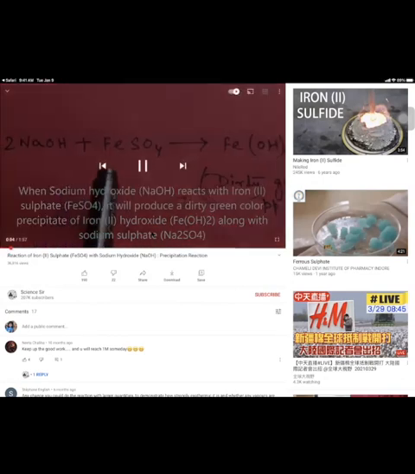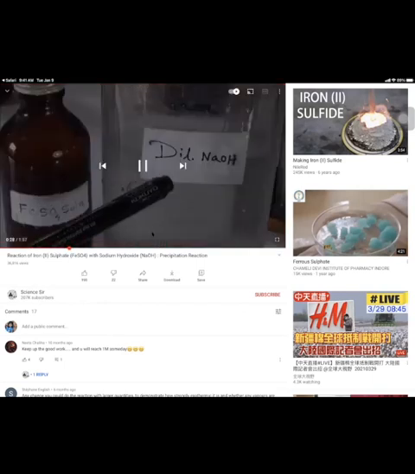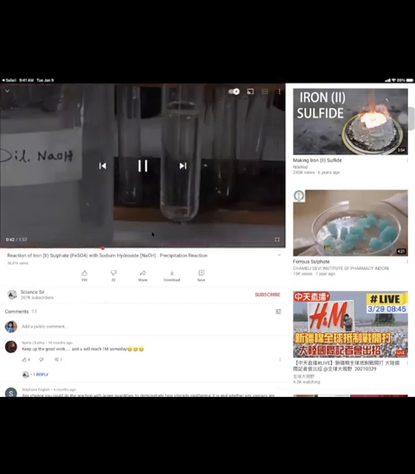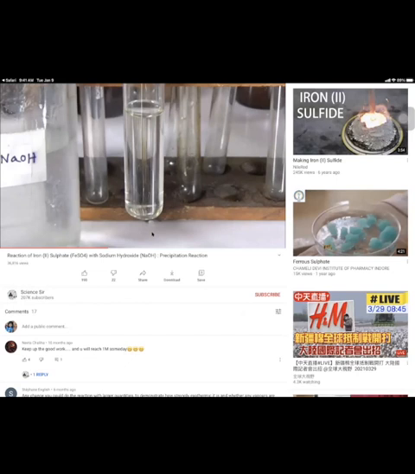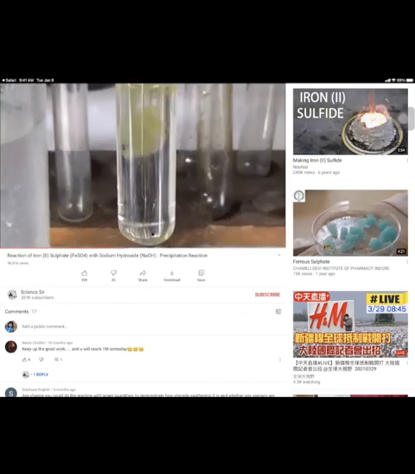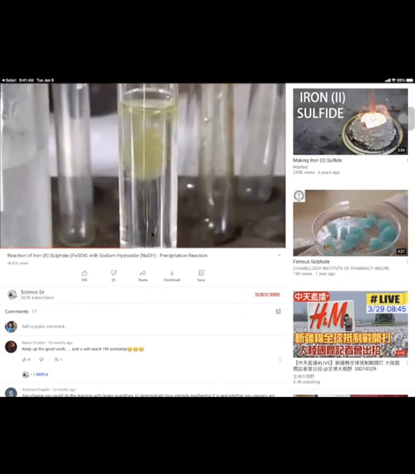I think we can skip some. Okay, this light green solution, I believe, is iron 2+. And then sodium hydroxide is added. And the subtitle is wrong. It's not iron hydroxide. It's sodium hydroxide. A dirty green precipitate starts forming, and then you will see the color gets darker.